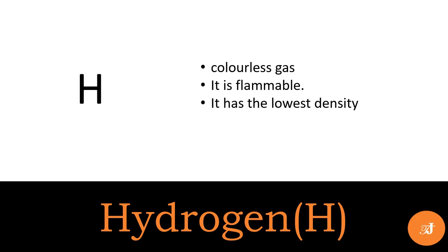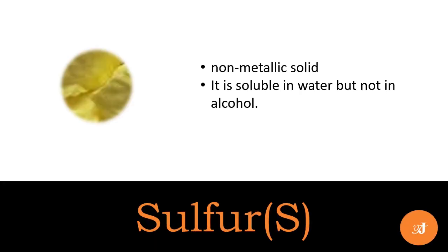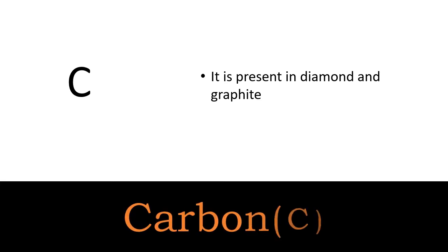Hydrogen. Hydrogen is a colorless gas. It has the lowest density and it is flammable as it is explosive when mixed with oxygen. Sulfur. Sulfur is a non-metallic solid and is soluble in water but not in alcohol. Carbon. The element carbon is present in diamond and graphite.